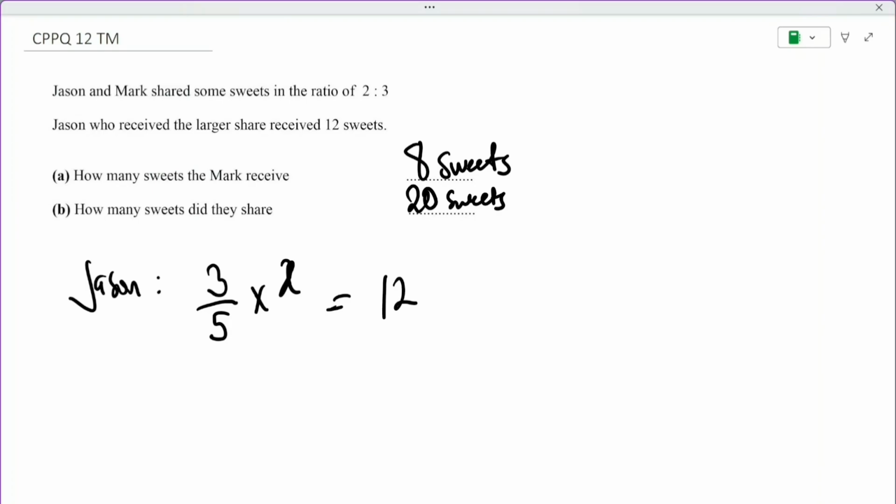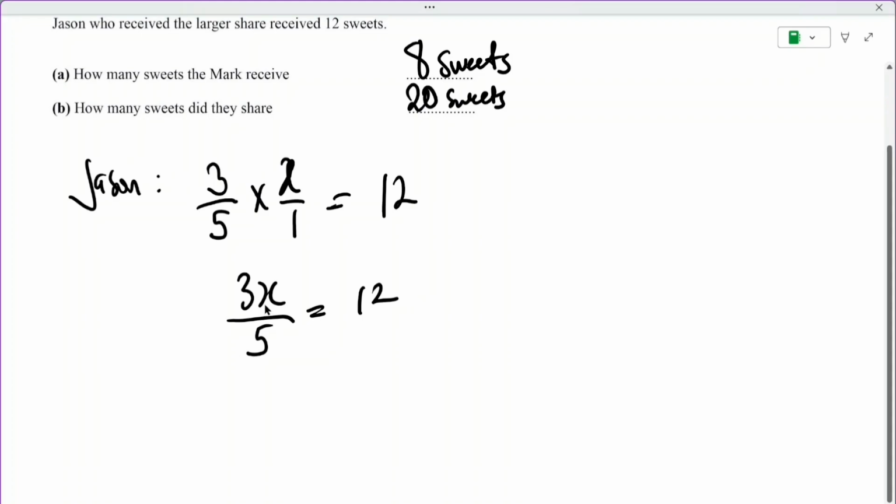Usually in a basic ratio question, you're given the ratio and the number of sweets they shared, and you're asked to find the number of sweets each will receive. So here, you are given the number of sweets Jason will receive. It's like you are given the answer and you are told to find a part of the question. You can say this is X over 1. So you just solve this algebraic question now. You have 3 times X, that's 3X, over 5 times 1, that's 5, equals 12.